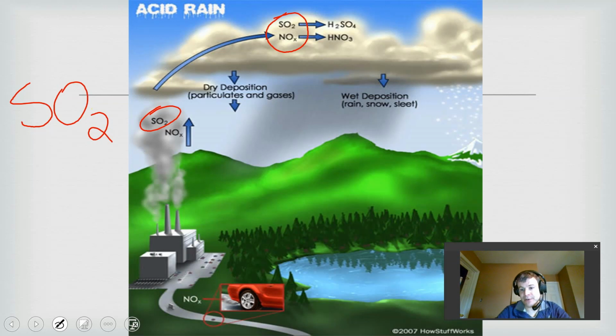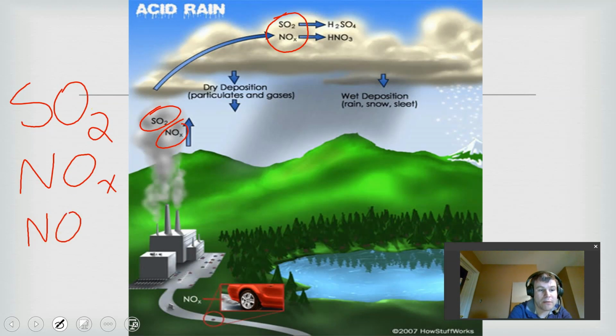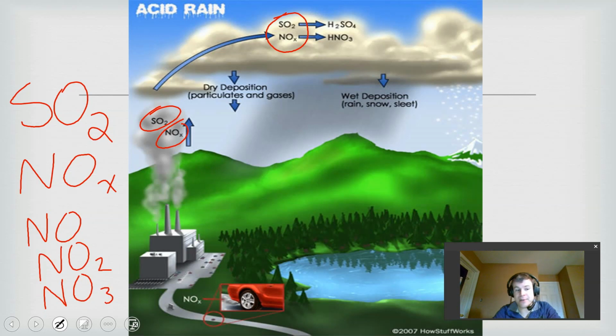The other major pollutant that contributes to acid rain is nitrogen oxides. Now notice how they use an X, NOx. The reason is because there's actually multiple different versions of nitrogen oxide. The X is a variable here. So there's nitrogen monoxide, NO, where it's just one N and one O. There's also nitrogen dioxide, NO2, and even rarely nitrogen trioxide, NO3. So there's different ways that nitrogen can combine with oxygen, but they're all pollutants. They all cause damage via the formation of acid rain.